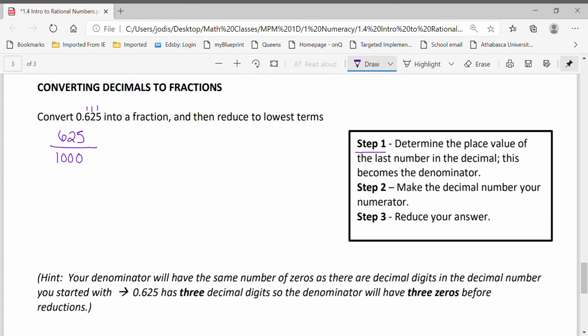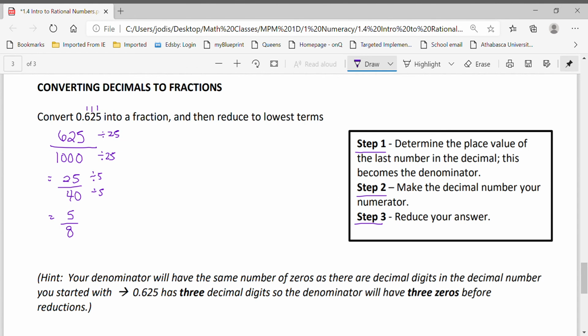And then again, so I said step 2 was make the decimal my numerator, which I already did. And step 3, we want to reduce our answer to lowest terms. So in this one, I'm not exactly sure what the number would be, but I'm going to try 25 because that will definitely work for both of these. That's going to get me 25 over 40, but I could definitely divide both of these by 5 still. So I'm going to get 5 over 8.